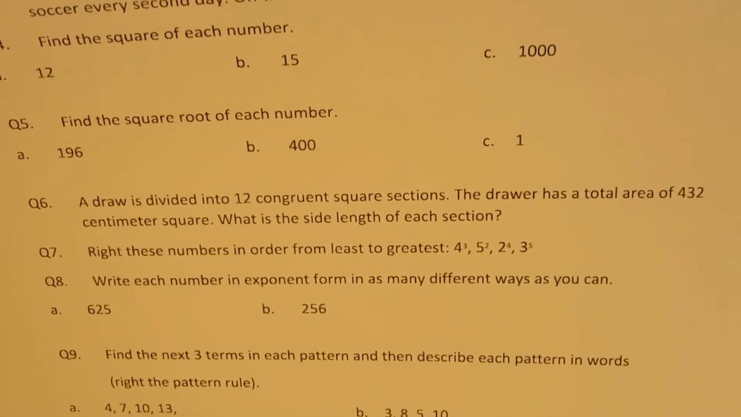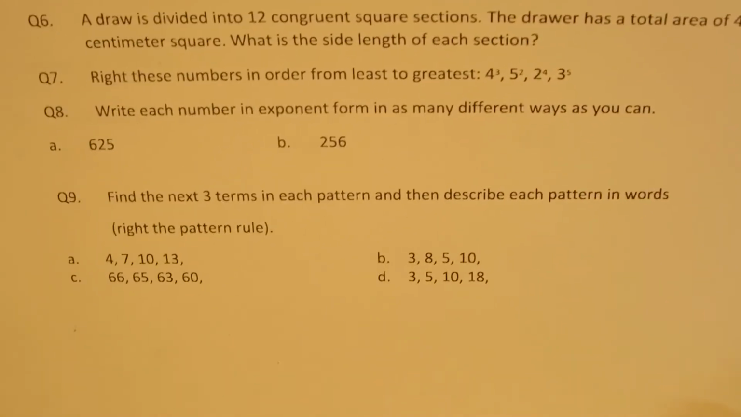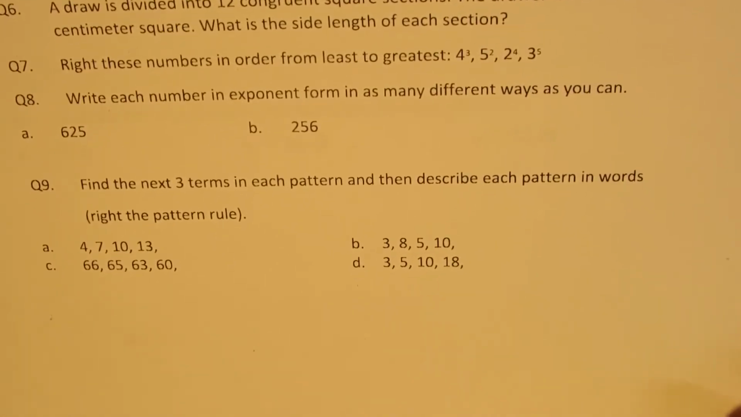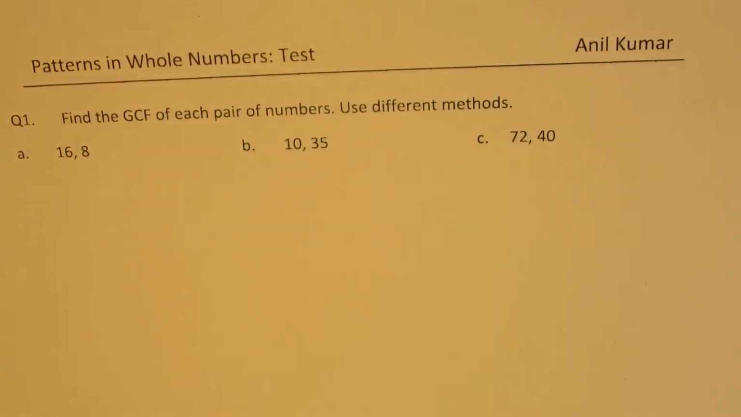Here are other questions of this test paper. Question number 5 to 8, and then the very last question which deals with patterns. Let us see how to solve them one by one. The first question here is, find the greatest common factor, GCF, of each pair of numbers. Use different methods. For the first one, the two numbers are 16 and 8, right?